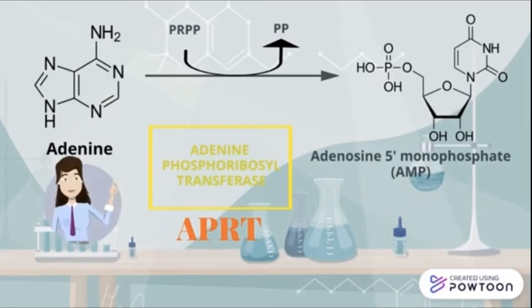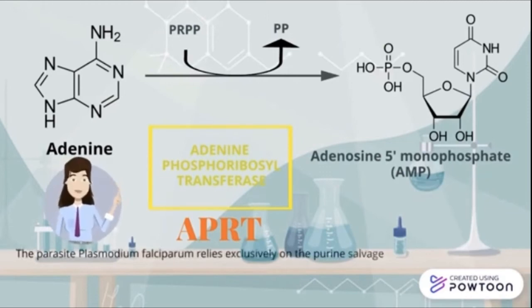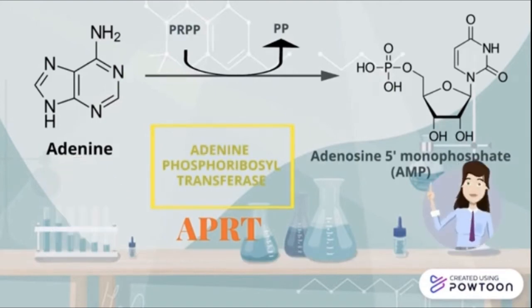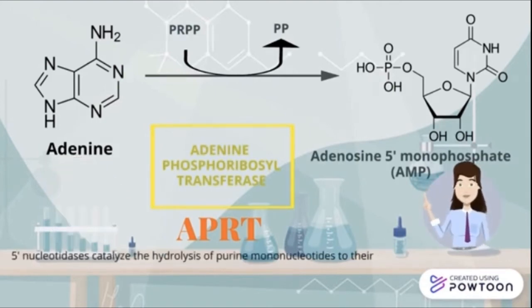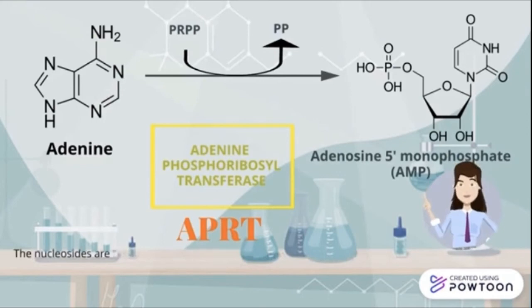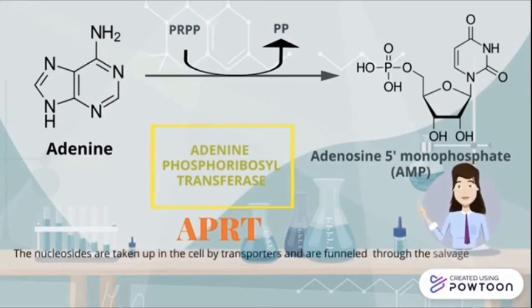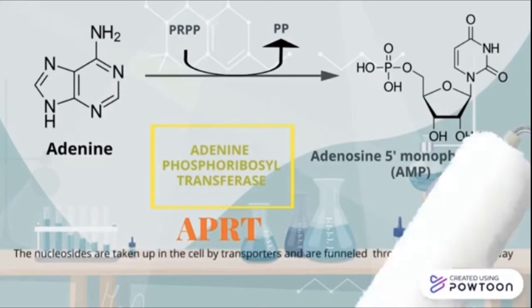The parasite Plasmodium falciparum relies exclusively on the purine salvage pathway for its purine nucleotide requirements. Nucleotidases catalyze the hydrolysis of purine mononucleotides to their respective nucleosides and phosphate. The nucleosides are taken up in the cell by transporters and are funneled through the salvage pathway.